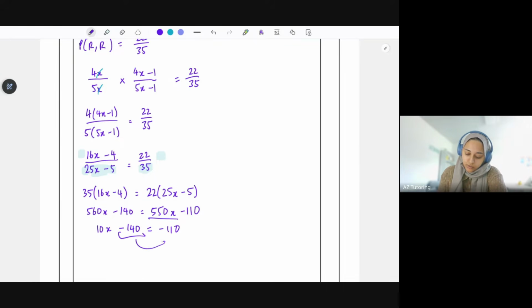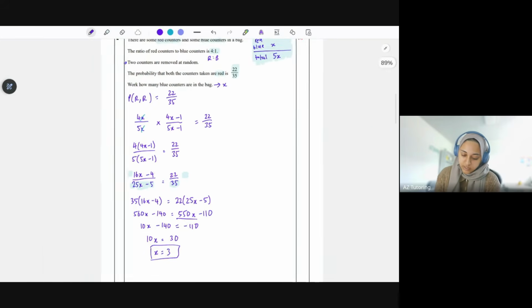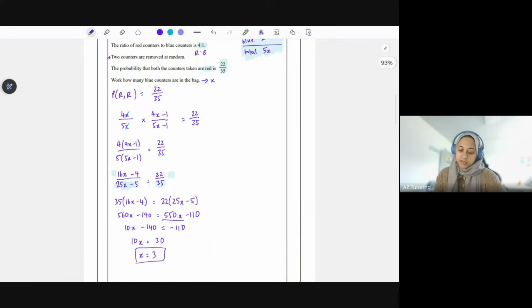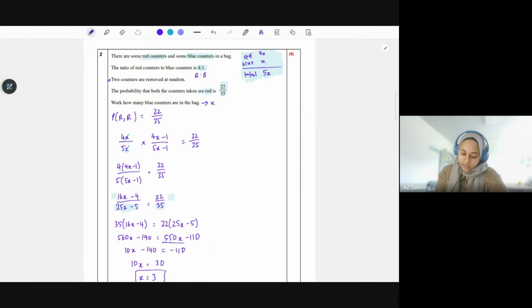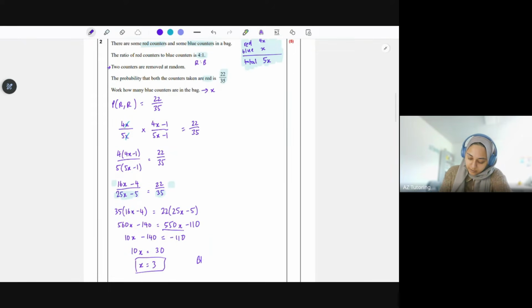Now I'm just going to bring this number over to that side. Since it's minus 140, I'm going to add 140. So I get 10x equals 30. Therefore, to get x by itself, I just need to divide by 10. 30 divided by 10 is just 3. And we wanted to find out the number of blue counters in the bag, and we said blue is x. So therefore, the number of blue counters in the bag is 3.